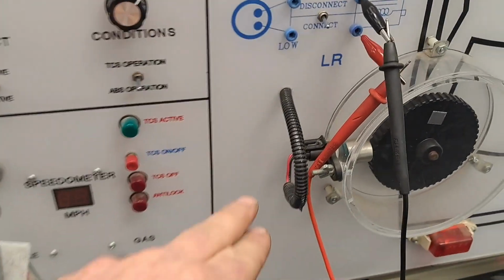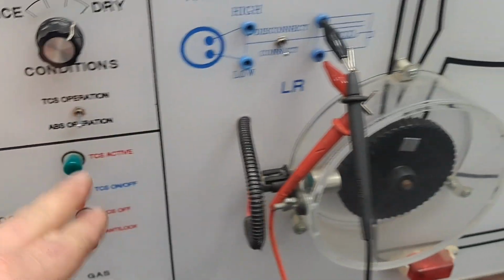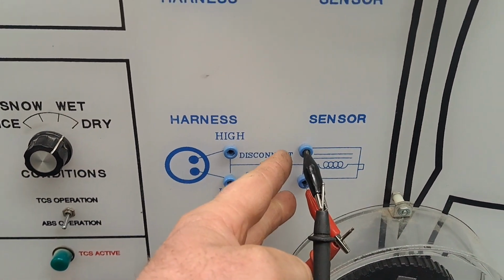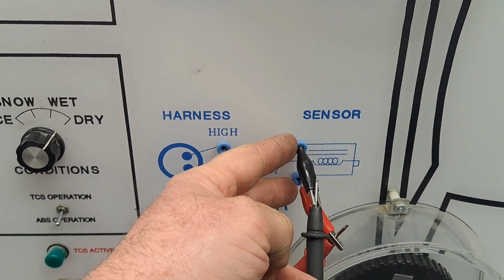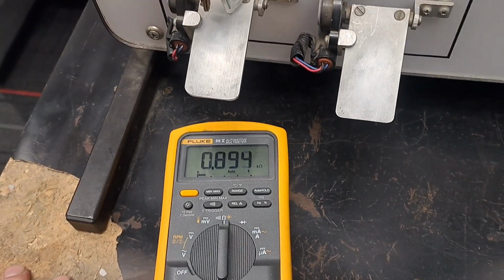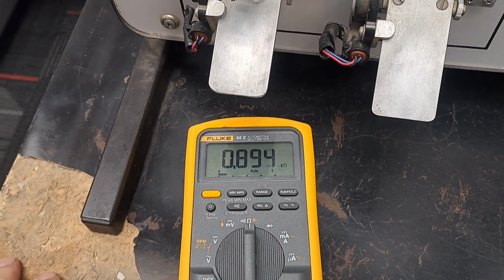So the thing is, it's a little tough to do the back probe, so I'm going to show you a cheat trick. This is a trainer, so it's made for me to be able to test the sensor here. So I'm actually just going to use that. So here's my number, about 0.894 kilo ohms.